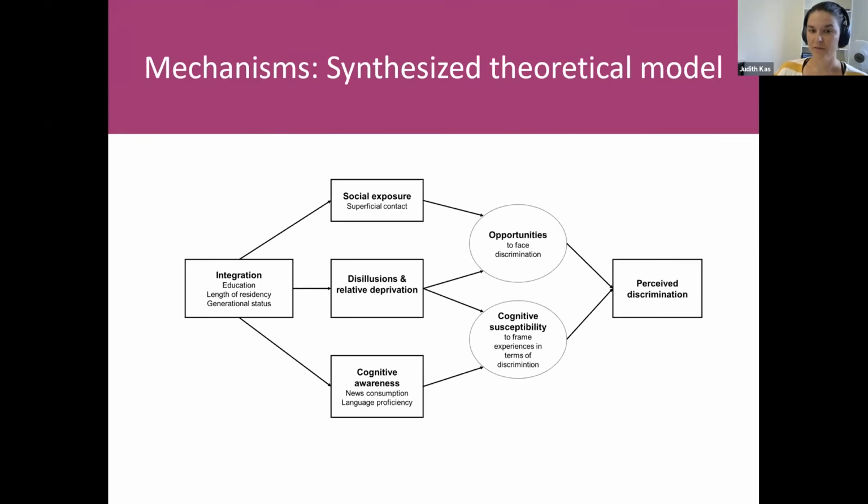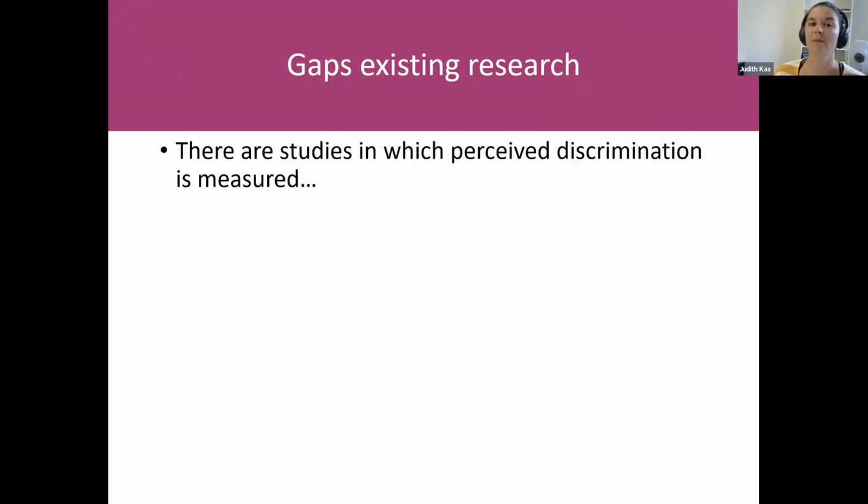Okay, so there has been a lot of research on most of these mechanisms and on the integration paradox in general, but there is a gap. There are studies in which perceived discrimination is measured, and that is usually done by using a survey, asking people how much are you discriminated, basically, in different domains and in different contexts.